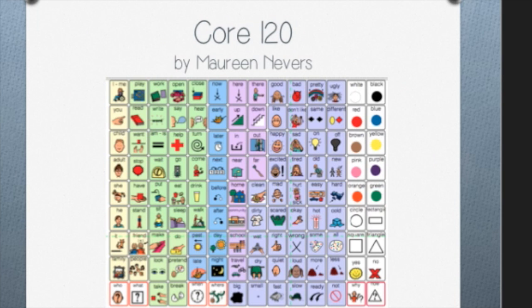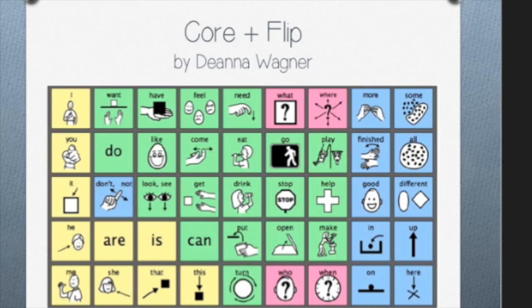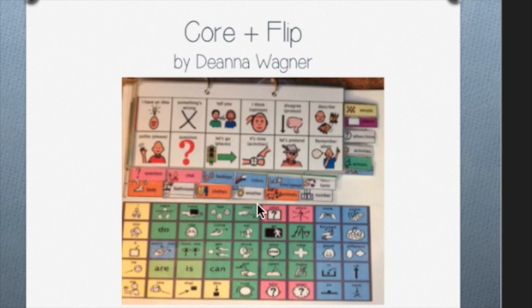So we just looked at the Core 120, which is a board that I created years ago and have used in lots of places with lots of different individuals successfully to provide verbal and visual language. This is the Core plus Flip system by Deanna Wagner. This is the core part of the system, and up here is the flip board part, which is available through the Angelman Facebook website. There's a link to the Google Drive where these documents are.